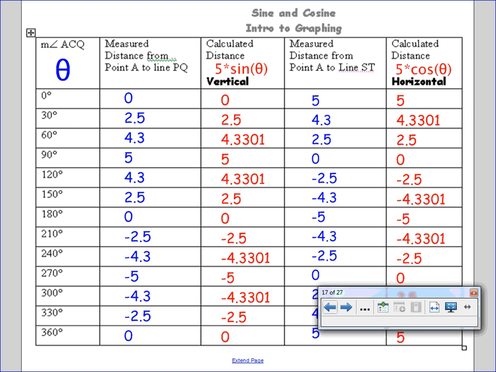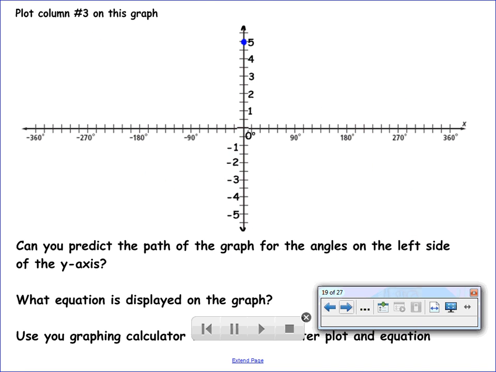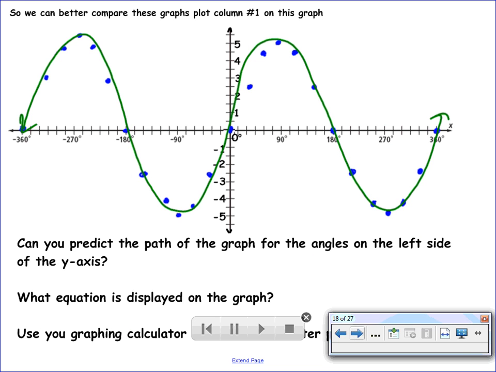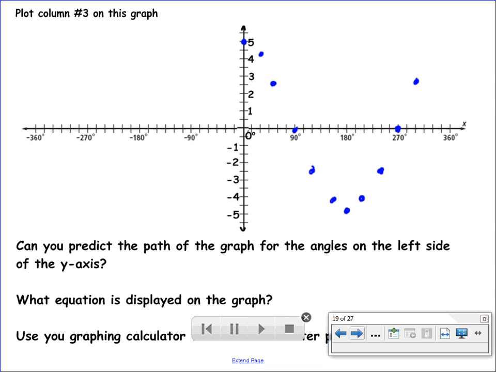30 was paired with 4.33. 60 is paired with 2.5. 90 back at 0. 120, negative 2.5. 150, negative 4.33. 180, negative 5. 210, negative 4.33. 240, negative 2.5. 270, 0. 300, 2.5, positive now. 330, 4.33. 360, back up at 5.